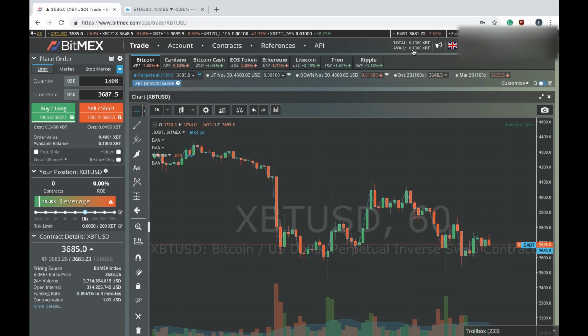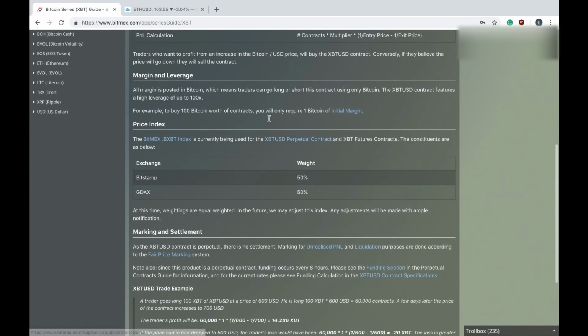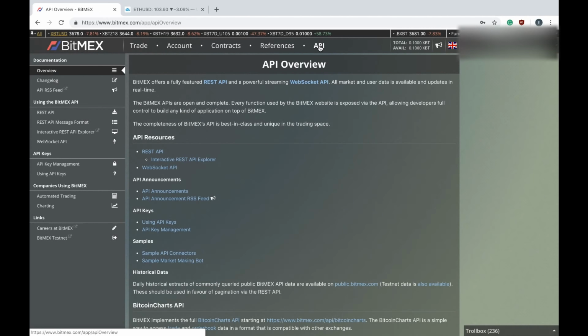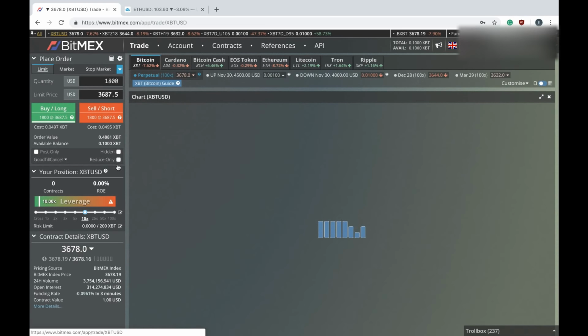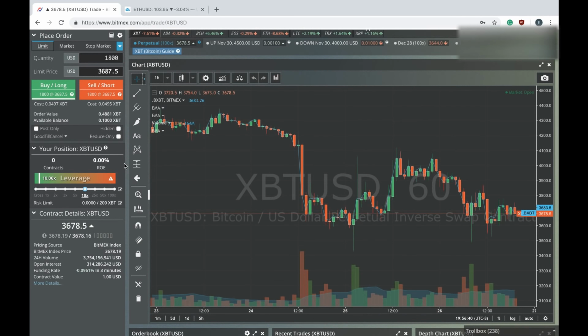Here it'll say your total account. It says how long until there is funding. Tells you the time. If you go to account, it'll show all your transaction history, contracts. You can read some of that. References, API. This is basically if you want to send someone your API keys to trade on your account. But yeah, this is how I have mine set up. Those are the basics of Bitmex.